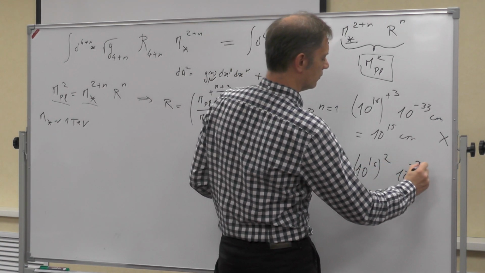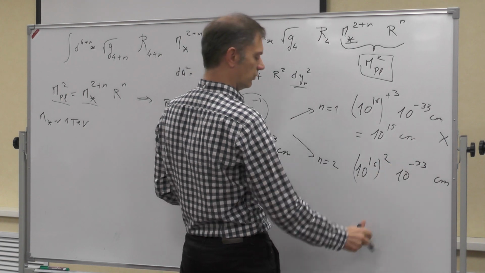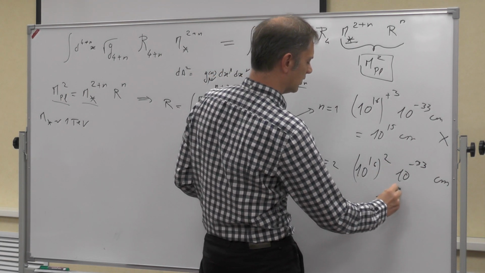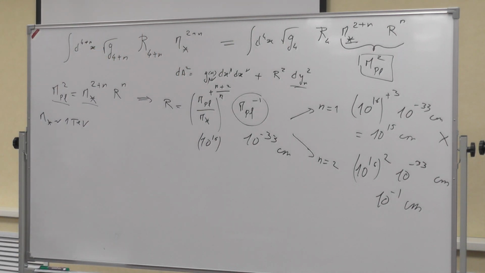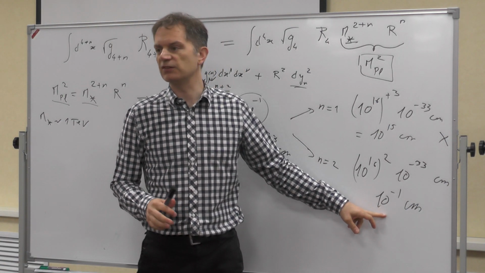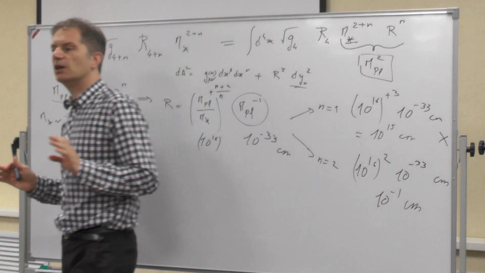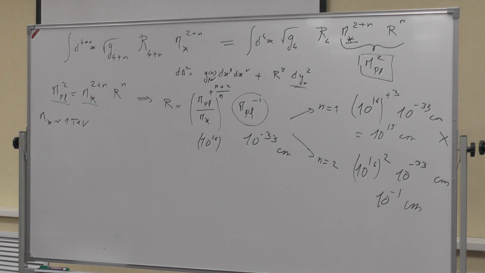10 to minus 33 centimeter. So it's 32 minus 33. So in this case, it's 10 to minus 1 centimeter. And now we are in business, actually, because nobody has really tested gravity, the behavior of the Newton laws, at distances of that size. So it's perfectly allowed to modify Newton's law at distances below 1 millimeter.